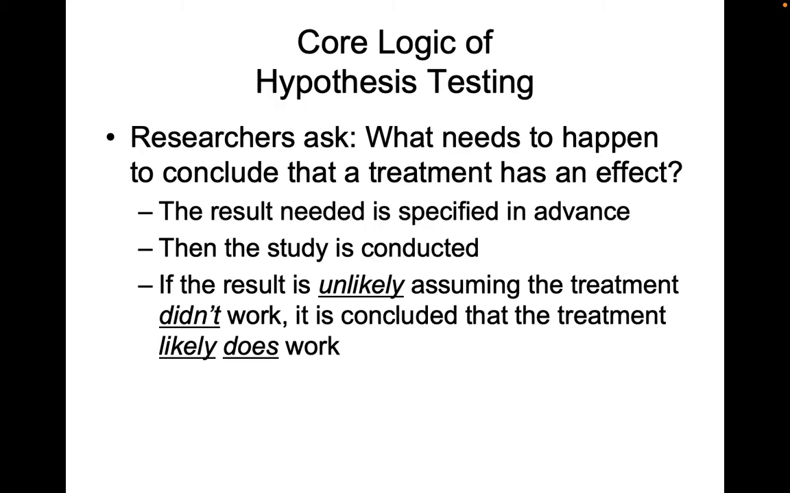So, this example follows the core logic of hypothesis testing. In this example, the professor first identified what would have to happen for him to conclude that the training program had its intended effect. That's true of the hypothesis testing process in general. A researcher has to first ask what needs to happen in their study to determine that whatever they are interested in has an effect. Now, I'm going to use the term treatment as a generic way to refer to something that the researcher is interested in.